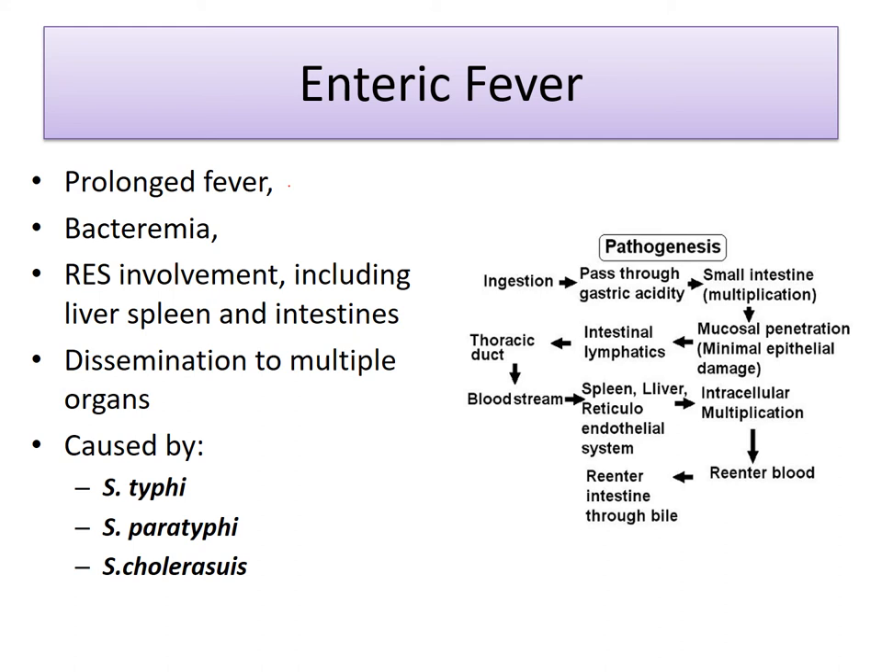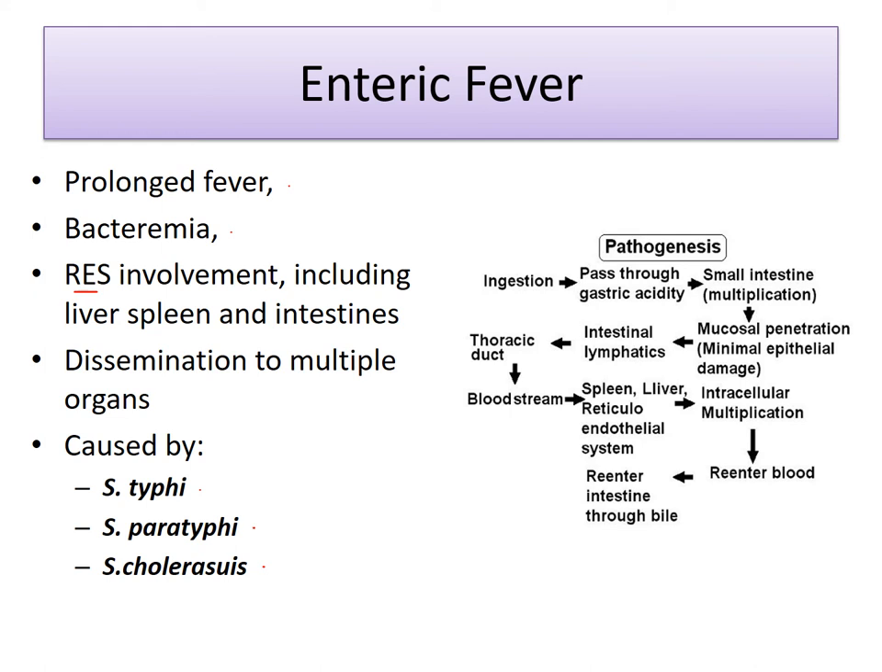Well, hopefully, we'll get to it before it's months. They do have bacteremia, and there's also RES involvement, RES standing for reticuloendothelial system. So that would include the liver, the spleen, and the intestines. Okay, so what you have with enteric fever is the organism has disseminated, not just from the gut to the blood, but to multiple organs. The particular serotypes that are able to do this include typhi, paratyphi, and choleraesuis. These three are much more likely to generate enteric fever than those other serotypes, those other serovars.